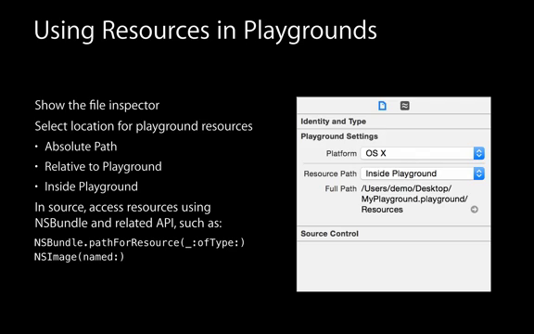Once you have made the selection to access these resources in your playground source, you just use things like NSBundle pathForResource:ofType: and NSImage named. The resources just show up as the resources for the main bundle during playground execution.